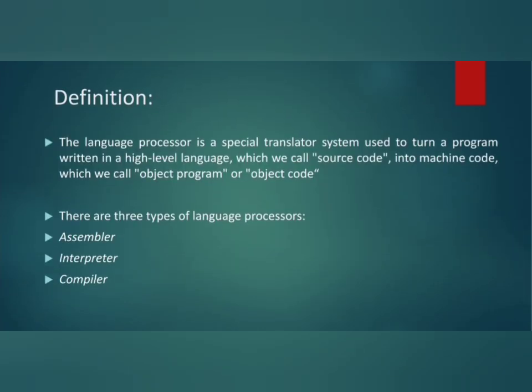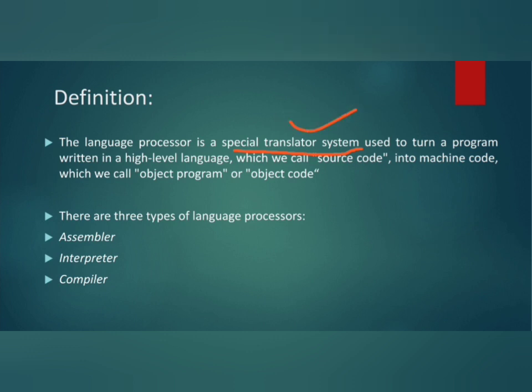So coming to the definition, we can see language processor is a special translator system used to turn a program written in high level language, which we call source code, into machine language, which we call object program or object code. So this is important. First of all, you have to understand what is a language processor. A language processor is a special translator system. This is important, you have to understand this.